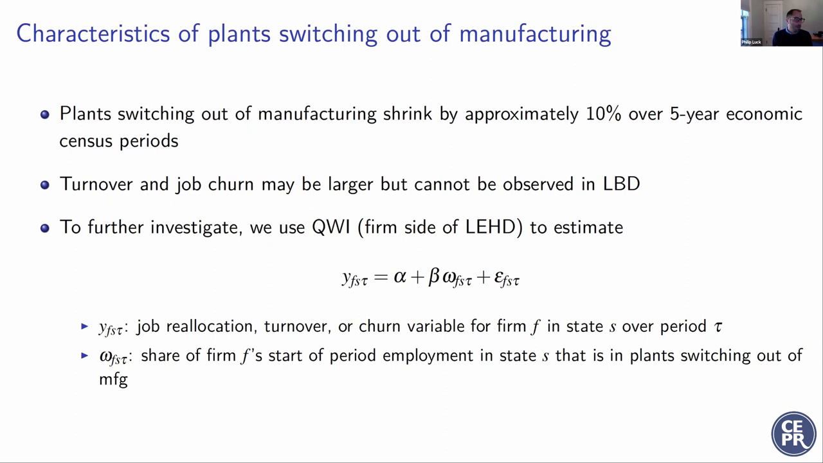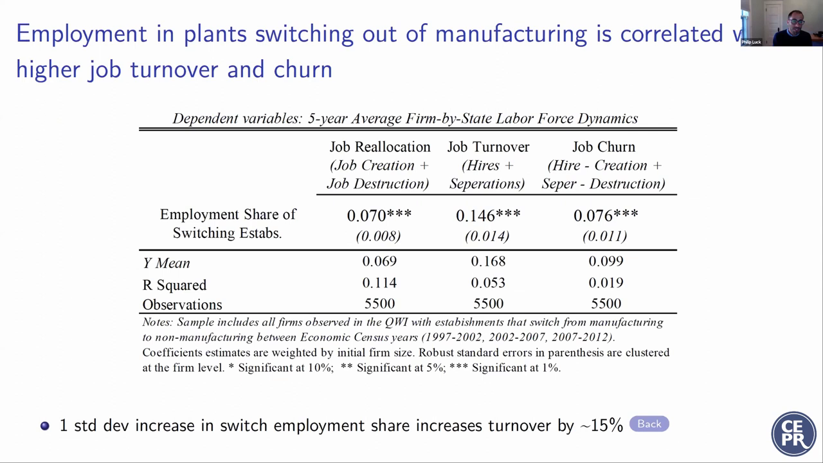Again, we're not really able to look at the worker side, but we can observe how much these change. Again, this is not causal, but it'll give us some sense of whether there is more turnover of workers in switching establishments than not. And we see that. By any of these measures, job reallocation, which is job creation plus destruction, hirings plus separations, or churn, which is excess turnover, which is hires minus creation, separation minus destruction, all three of these margins go up.